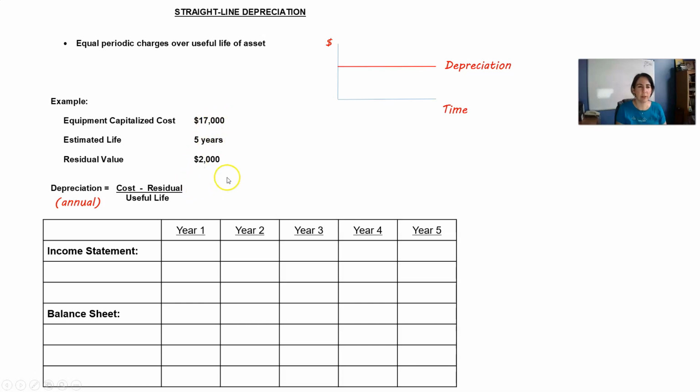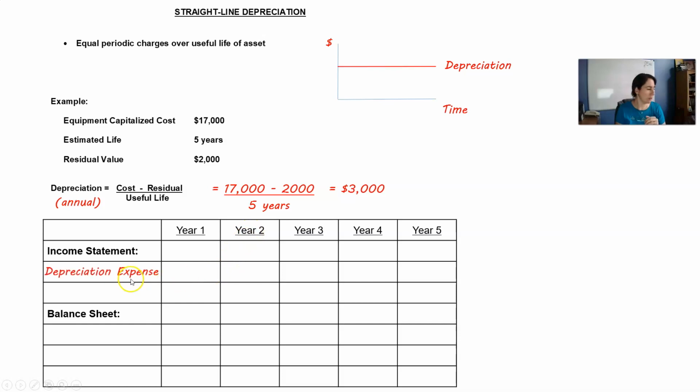So throwing these numbers in here, you've got $17,000 minus $2,000, right? That's what the asset cost you minus its residual value. So you're going to depreciate $15,000 of this asset. You're going to depreciate right up to the residual value, and that's where you're going to stop, over the number of years, which in this case is 5 years. And that winds up being $3,000 per year. That's going to be your depreciation expense. $3,000 every year, right? That's the idea of straight line depreciation.